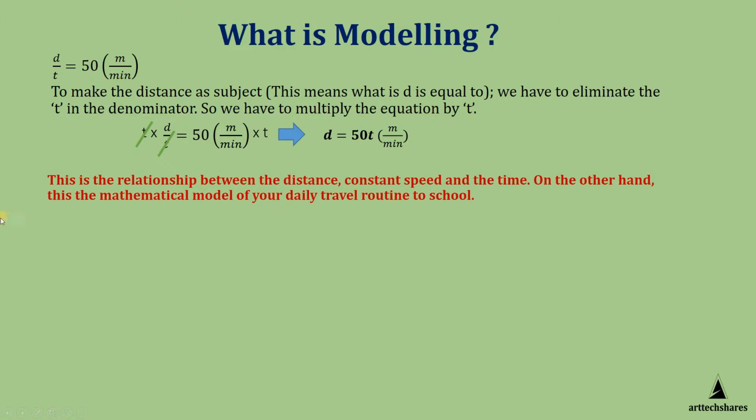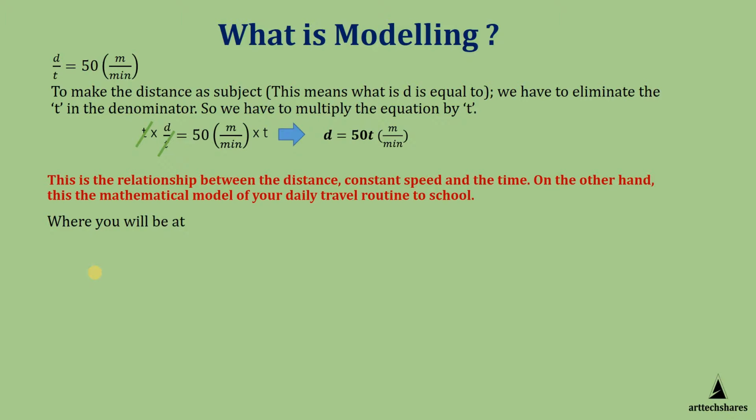Now I hope you understand what modeling is. So what we did here, we collected all the information and using the simple relationship between speed and distance and time, we formulated this above formula. So what can we do with this? Using this model, now your friend can predict where you will be at 7:45 a.m. tomorrow.